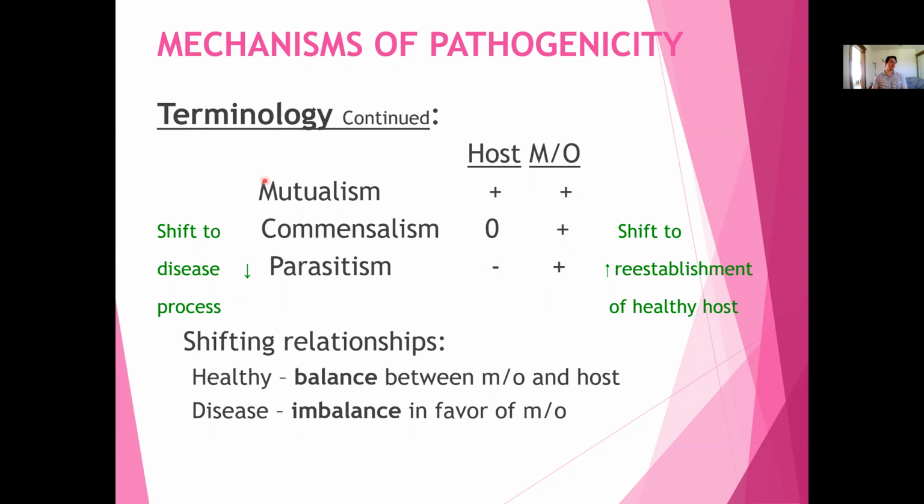And if you move down from mutualism to commensalism to parasitism, this is a shift towards disease processes, obviously, because you have the host going from benefited to being harmed. Whereas if you move up the ladder, you have a shift to establishment of a healthy host. Obviously, again, here you move from the host being harmed to the host being benefited. And so with these shifting relationships, a healthy relationship will essentially be a balance between a microorganism and a host, where disease is typically defined by an imbalance that is in favor of the microorganism. Here you can see that imbalance.